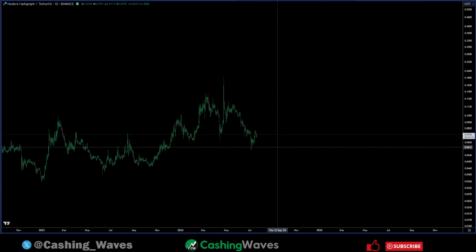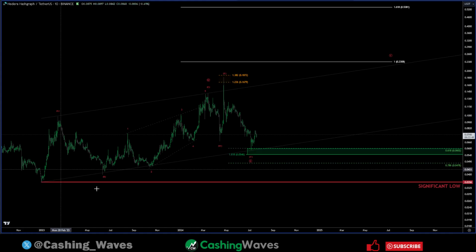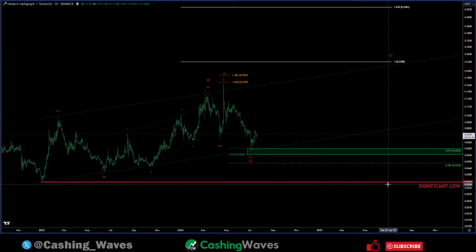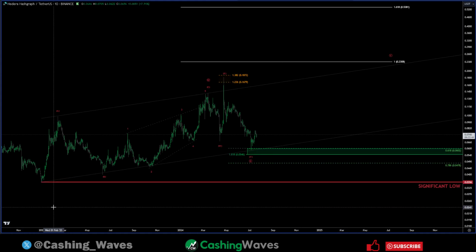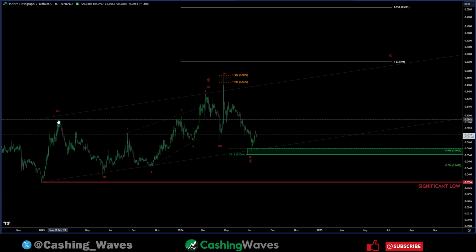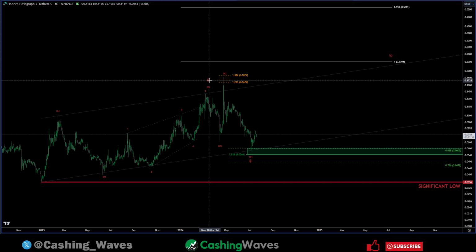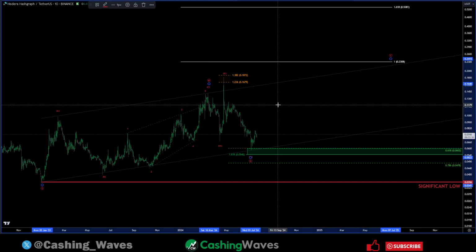I'm going to get into the micro counts here, but quick recap. Out on the daily, this is my primary count. That is off the significant low. We had a wave A, B, C, impulse, correction, diagonal for our first three-wave correction as a W wave.